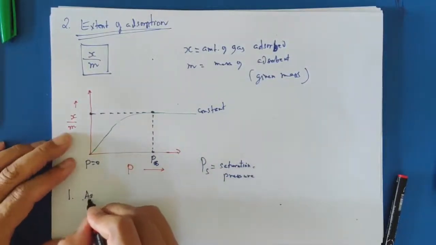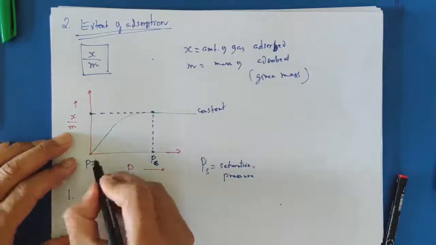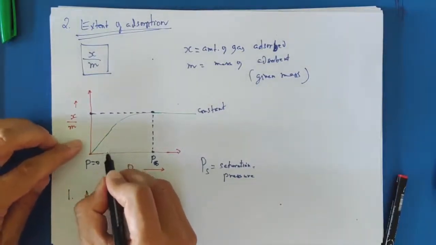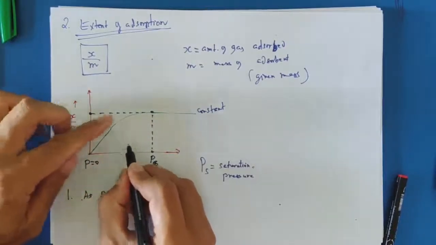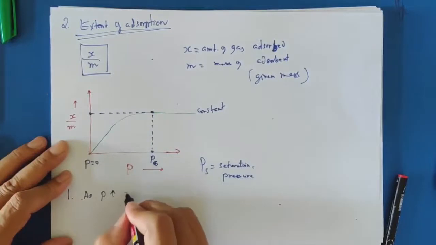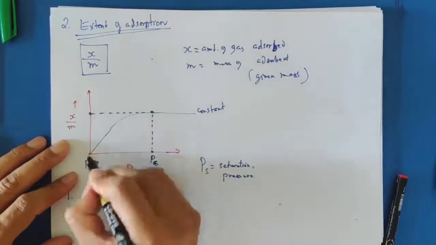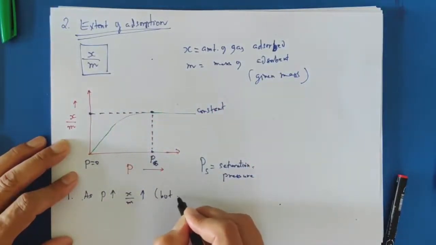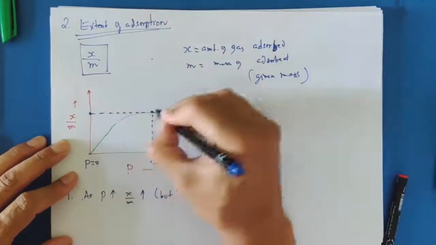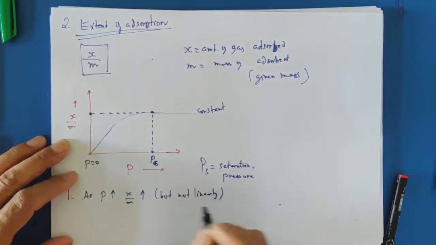As pressure increases, x by m also increases. Can you see? Pressure increases, x by m increases, but not linearly. Had it been a straight line like this, it would be linear, but it is not linear.